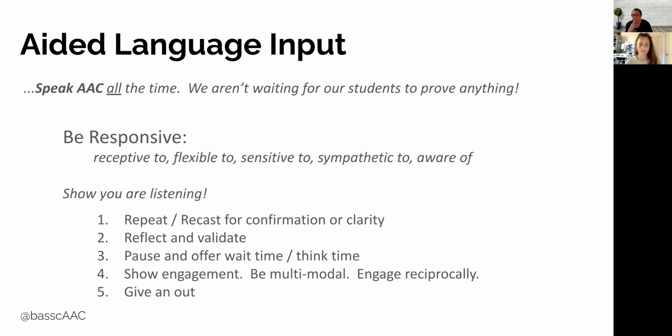To show engagement, be multimodal ourselves and engage reciprocally with them, actively engaging with them, and then give them, as Maggie's talked about, a way out. So being able to say no, being able to reject what we said or protest, refuse, or say that they want something different as well.